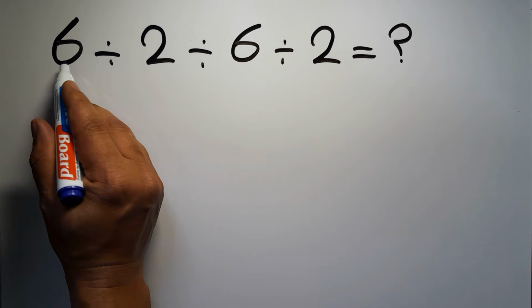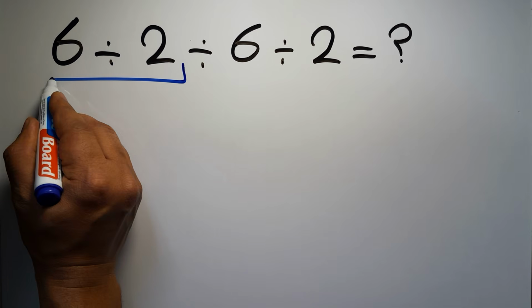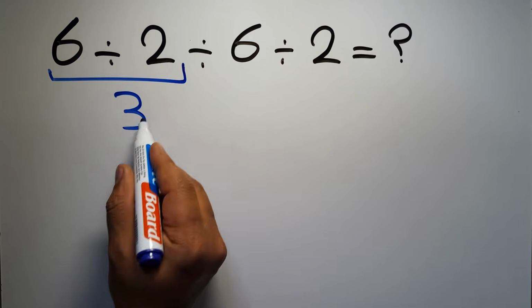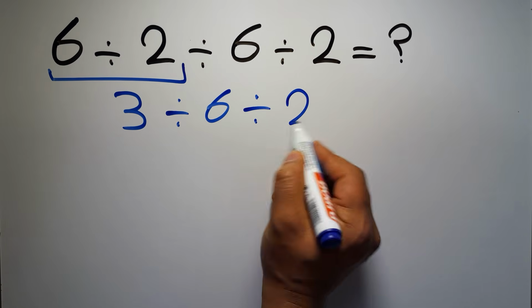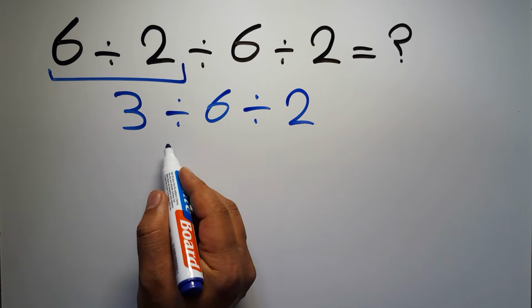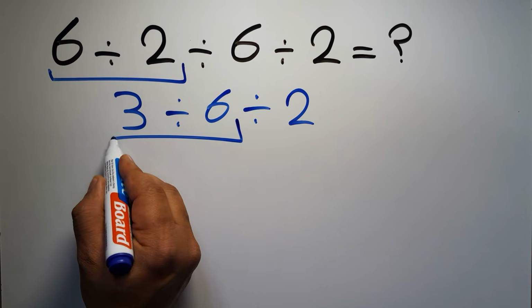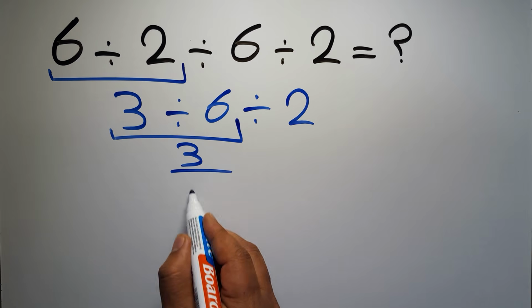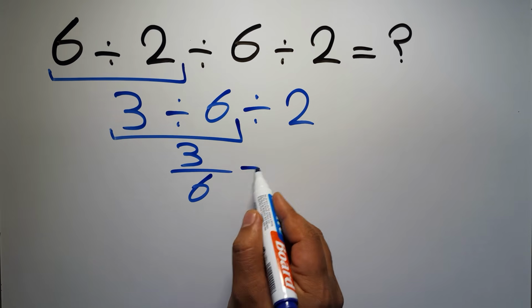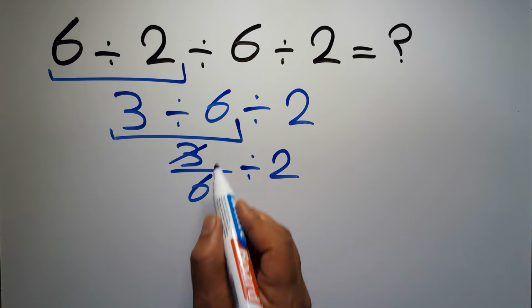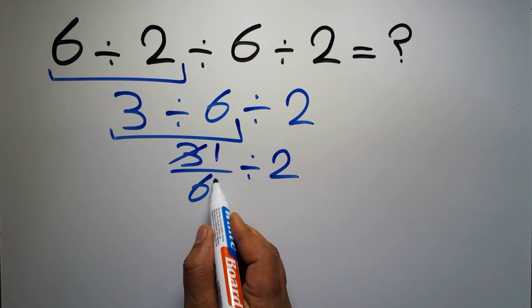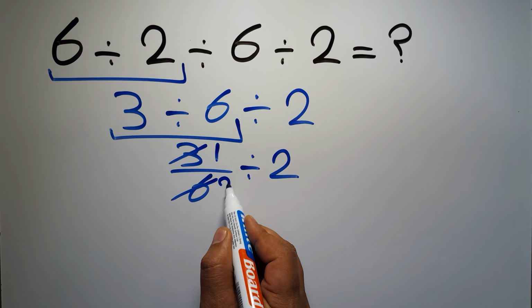Okay, so first 6 divided by 2, which gives us 3. So 3 divided by 6 and divided by 2. Now we have to do this division. 3 divided by 6 can be written as 3 over 6. And here we have divided by 2. Now 3 divided by 3 equals 1 and 6 divided by 3 equals 2.